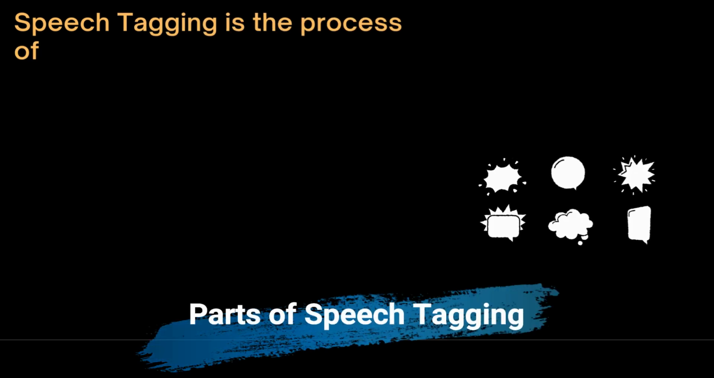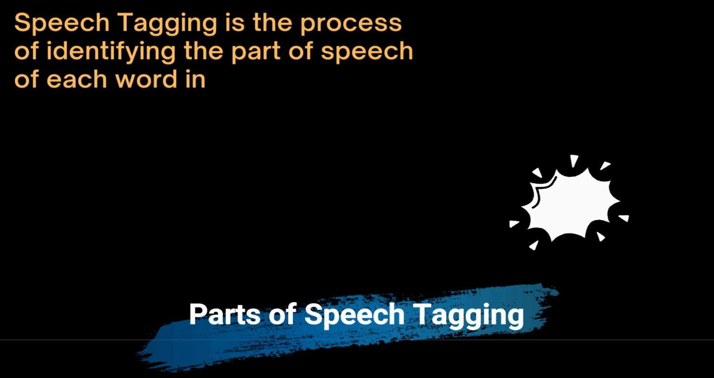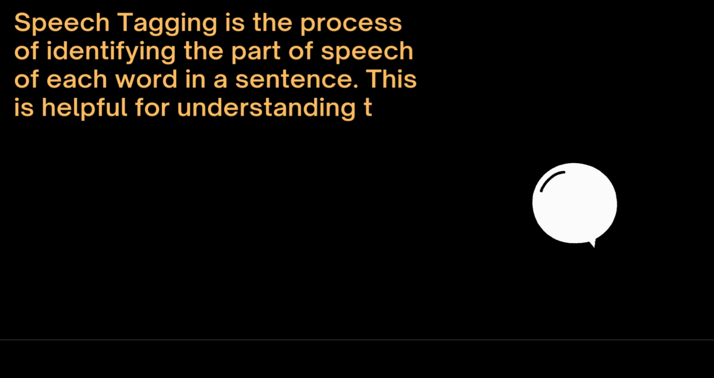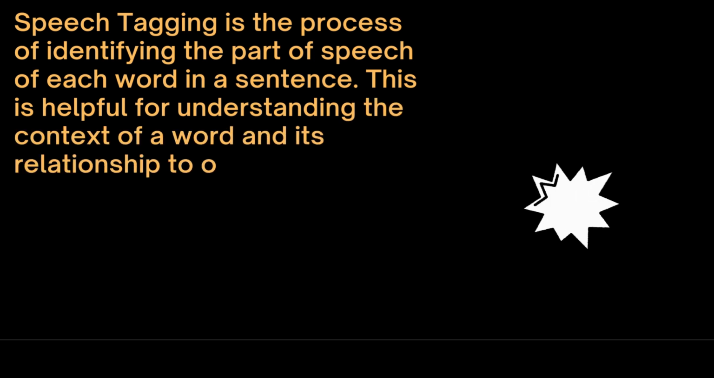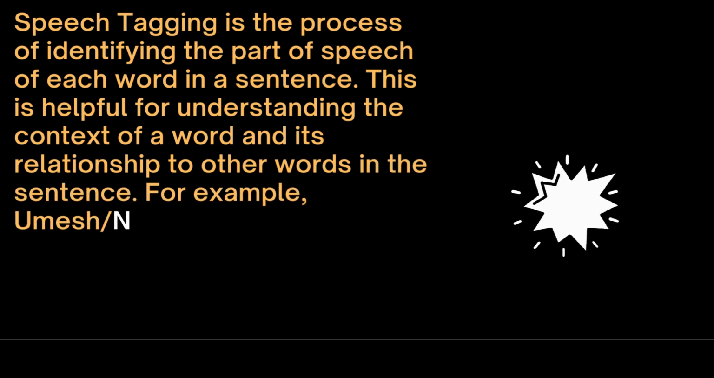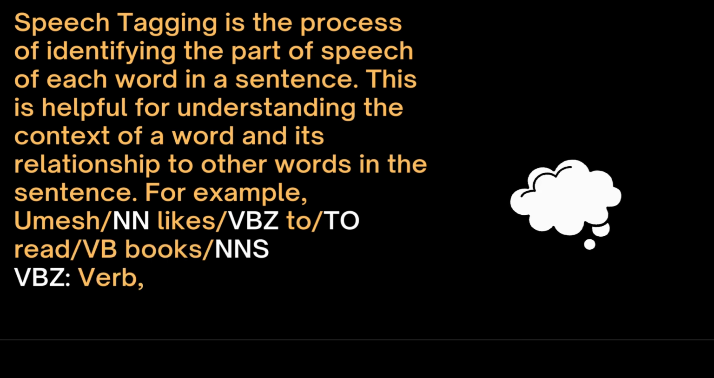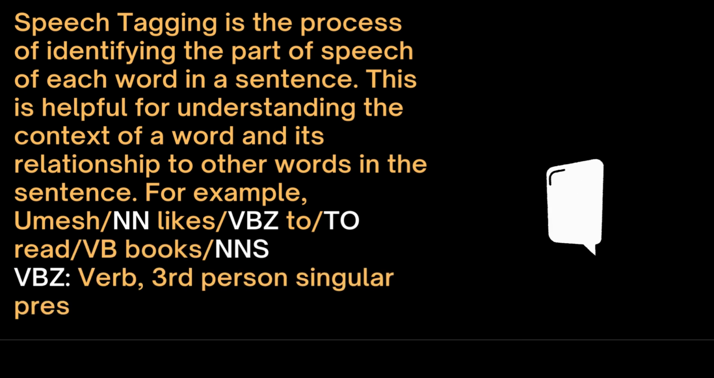The next step in NLP is part of speech tagging, the process of identifying the part of speech of each word in a sentence. This is helpful for understanding the context of a word and its relationship to other words in the sentence. For example, Umesh is tagged as NN, likes is tagged as VBZ, read is VB, books is NNS. VBZ stands for verb third person singular.